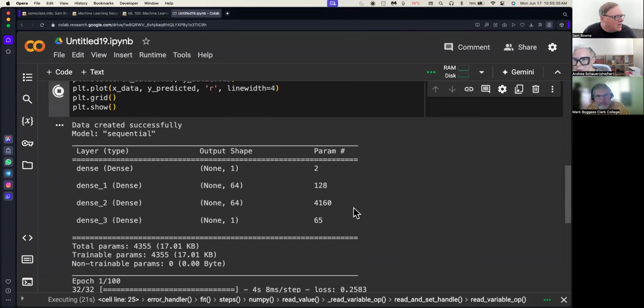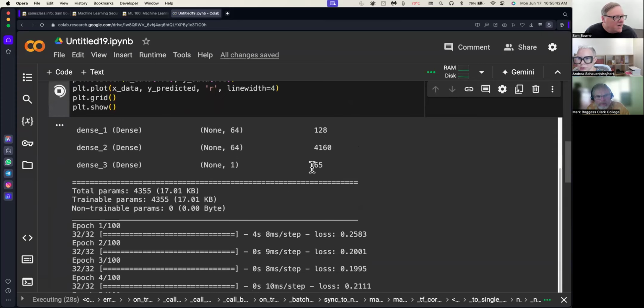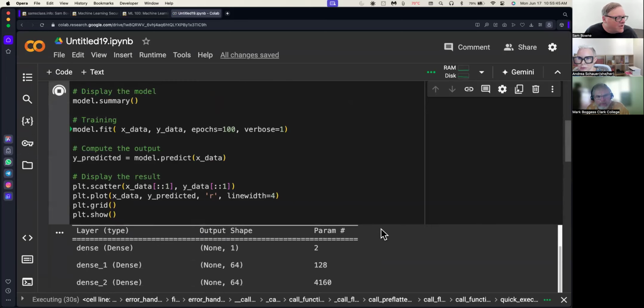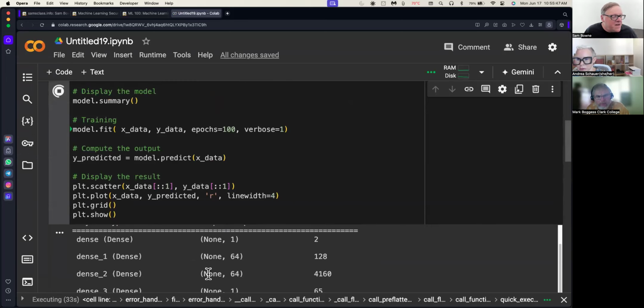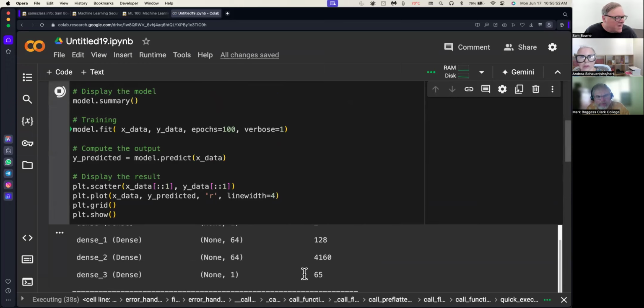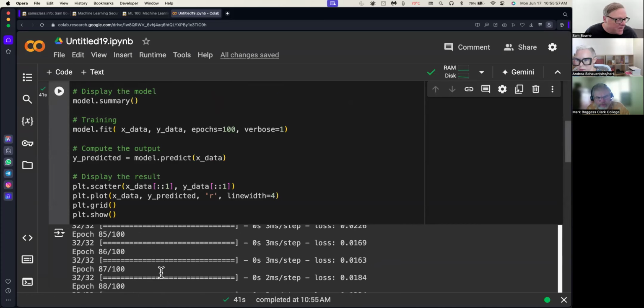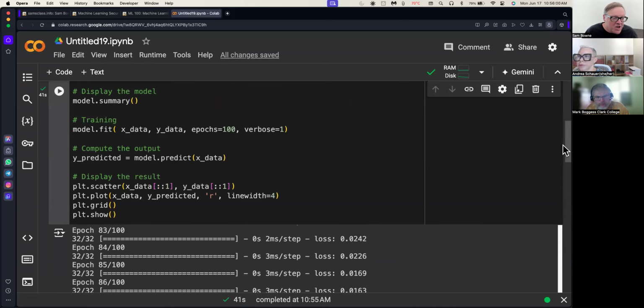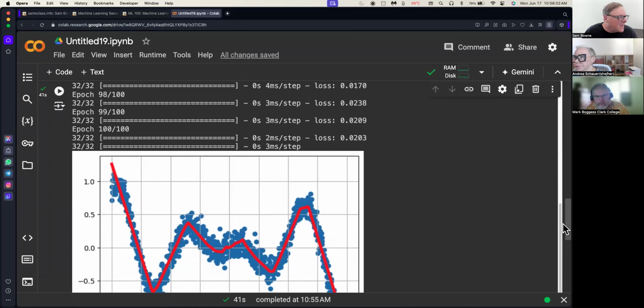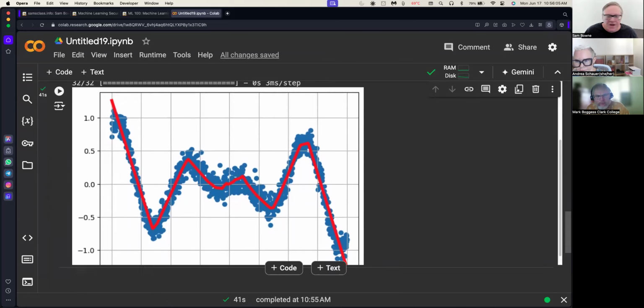So if you look at the model, this is 2 parameters for slope and intercept. Here's 128 parameters for the slope and intercept of all those 64. Here's 4,160 parameters because you have all those 64 feed into each of these next layer of 64. So it's something like 64 squared parameters, and then the output. So the total model has 4,300 parameters. So that's enough to fit a really complicated shape. And you can see it did pretty well. Here's the data in the blue, and here's the fit, which has drawn a curve pretty nicely through there.